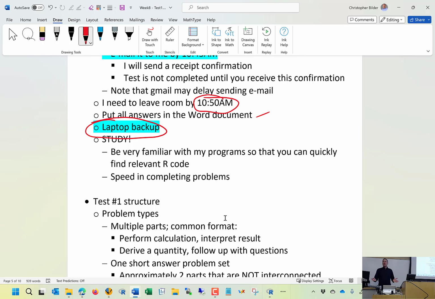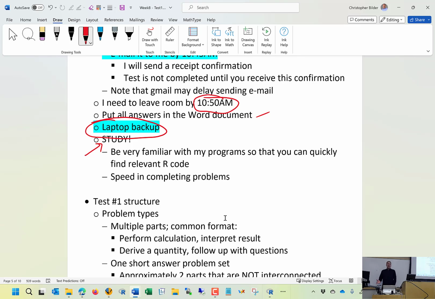I expect everything will be fine, but given that we're now just 2 days before the tests, I am a little bit concerned that maybe something might go wrong. So be prepared.